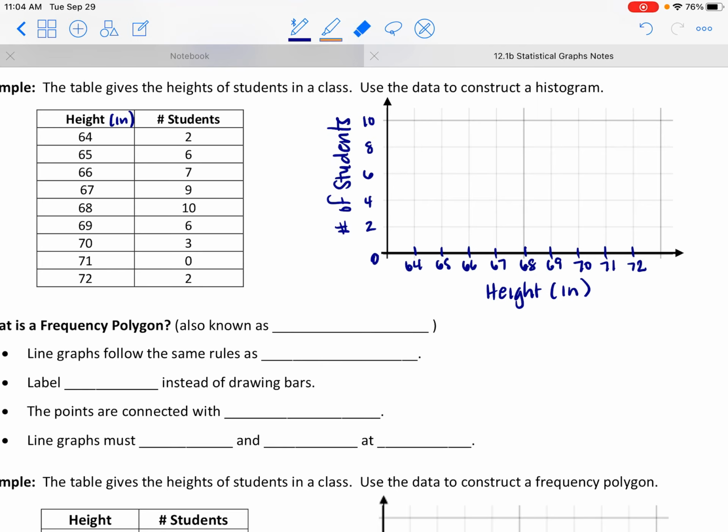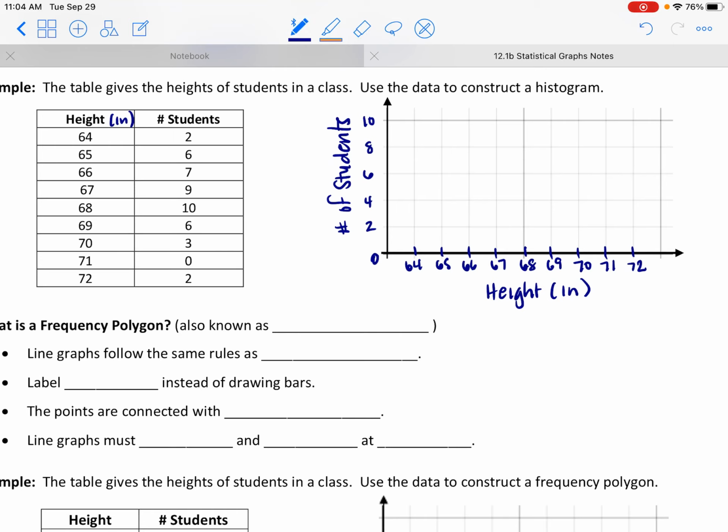All right, so now it's making the bar graph. You've got options when you make your bars. You can make it left-centered, right-centered, or left justified, right justified, or centered. So for example, there are 2 students that were 64 inches tall.